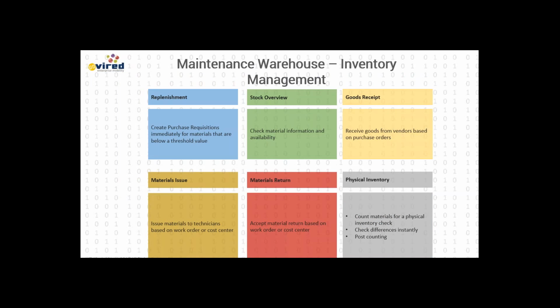Next, let us look at the maintenance warehouse, how inventory can be managed. In a maintenance warehouse, the operators are moving across the warehouse. The warehouse can be large. They might have to walk to terminals to go and check information or feed information. Instead, if they use a mobile application, they will be able to create purchase requisitions for materials that have fallen below threshold value from wherever they are.